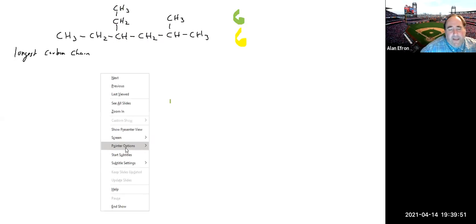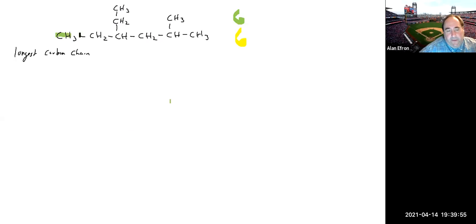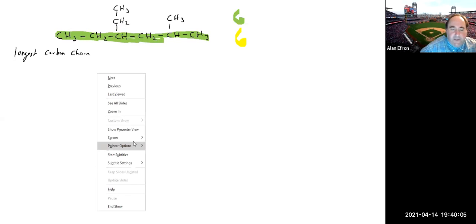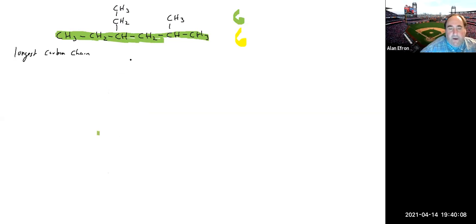I recommend going with the straight approach. So I'm going to go with just straight across here. This is going to be 6, which again is the longest. This is going to be the main part of my name. 6 carbons in organic chemistry, all single bonded, means that the base of my name is hexane. Any questions on that there?